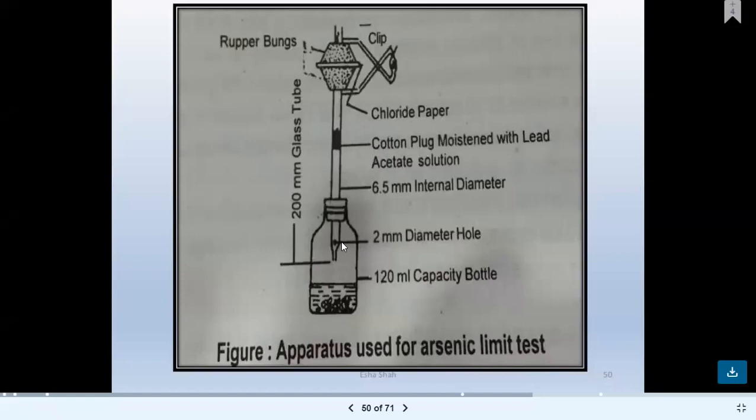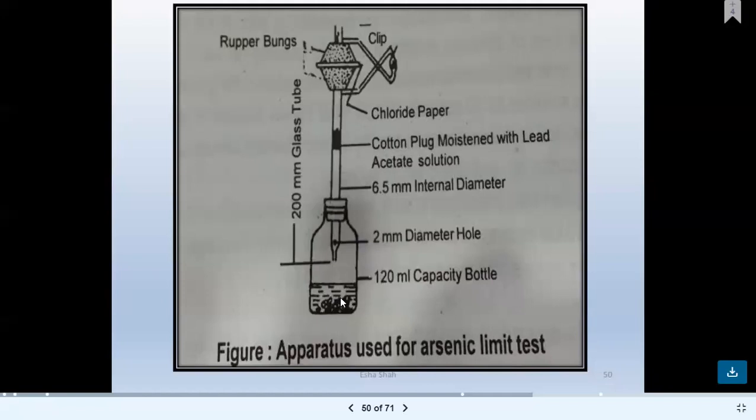So initially, into a 120 ml wide mouth bottle, we are going to place the test sample which contains arsenic impurity. To it, we are going to add HCl. Nextly, we are going to add water. After addition of HCl, the arsenic will get converted into arsenic acid.